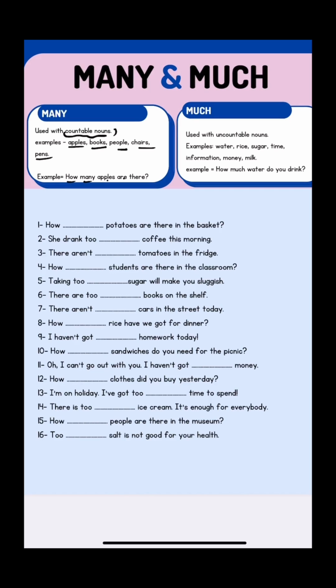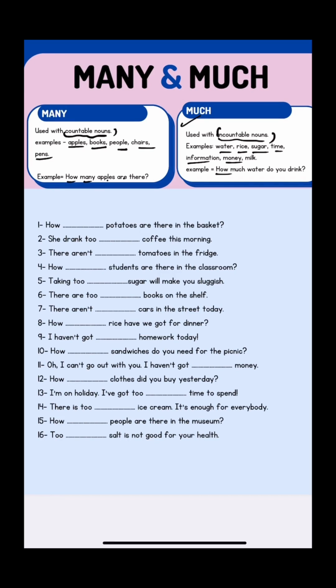And second is much. It is used with uncountable nouns that cannot be counted by one. Examples: water, rice, sugar, time, information, money, milk. These are the things which we cannot count. Example: how much water do you drink?